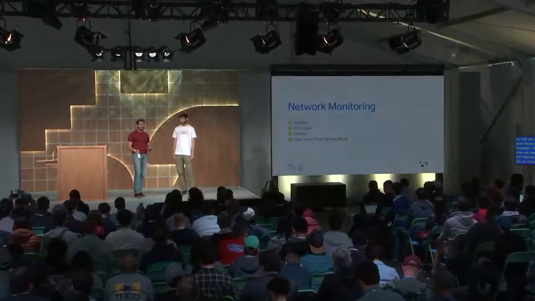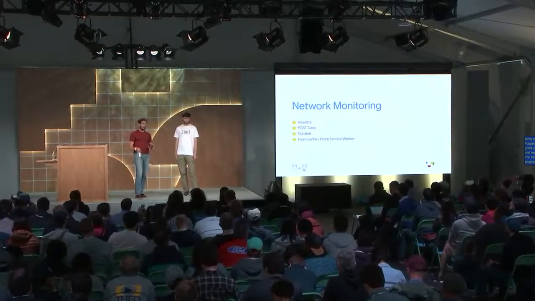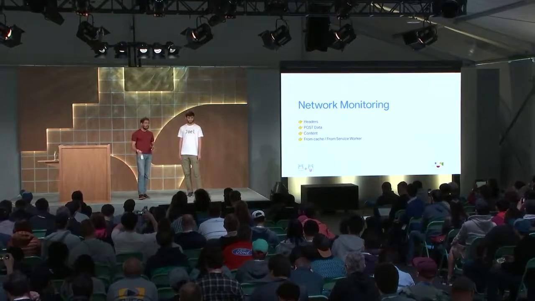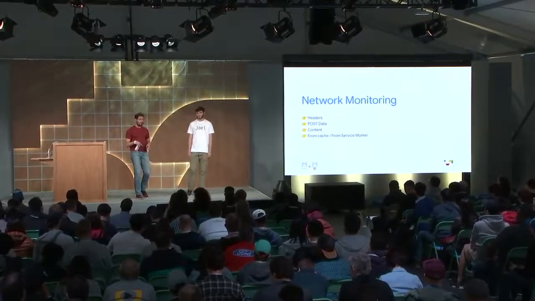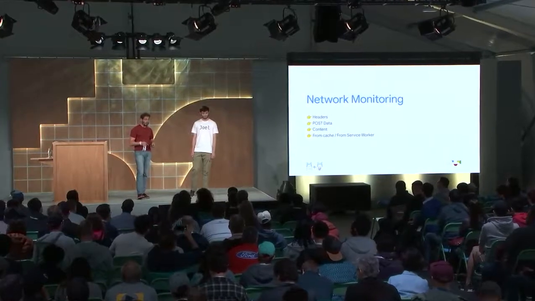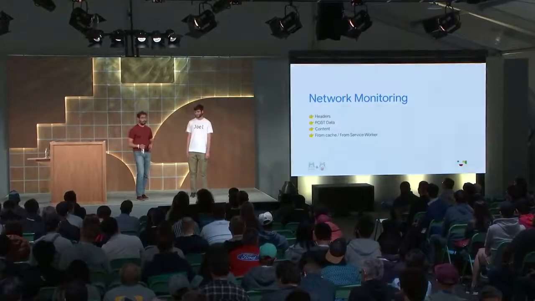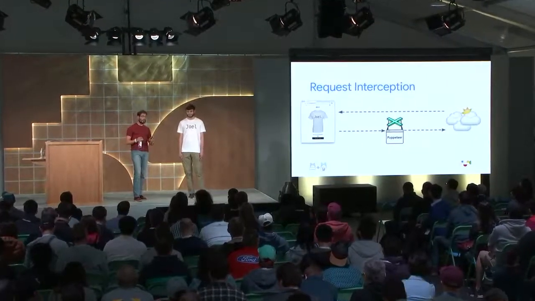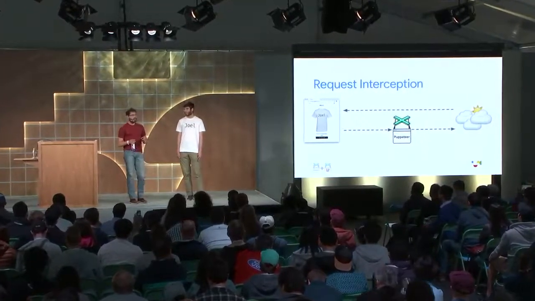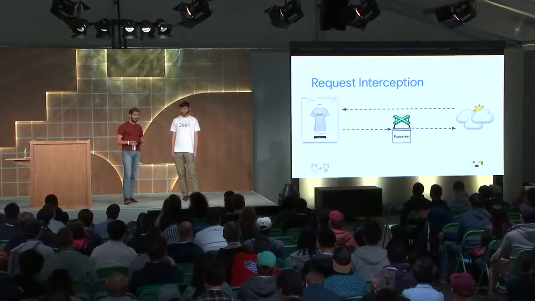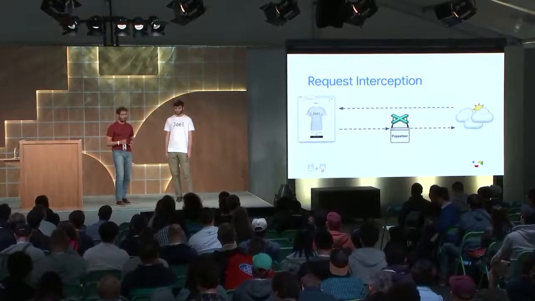There are many different APIs available over there. You can query for headers, for post data, and you can even check if the response is coming from a service worker or from cache. This is really powerful. But there is more. Puppeteer can not only do network monitoring, but also network modifications. So let me introduce you to request interception.